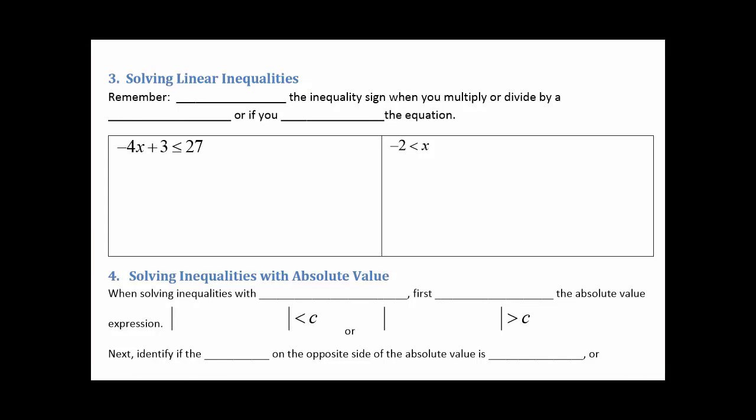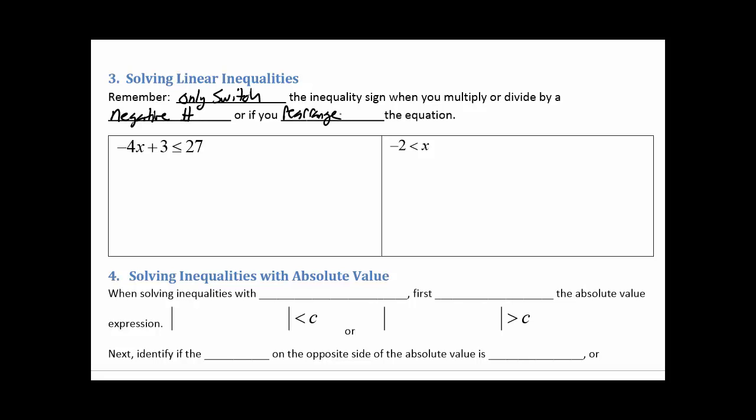Okay, when solving a linear inequality, the only thing we really want to watch out for as far as what makes things different is if we end up dividing or multiplying by a negative. So we only switch the direction the inequality is facing when we multiply or divide by a negative number, or if we need to rearrange the equation.